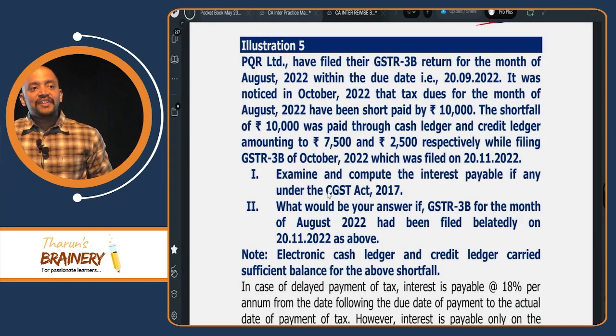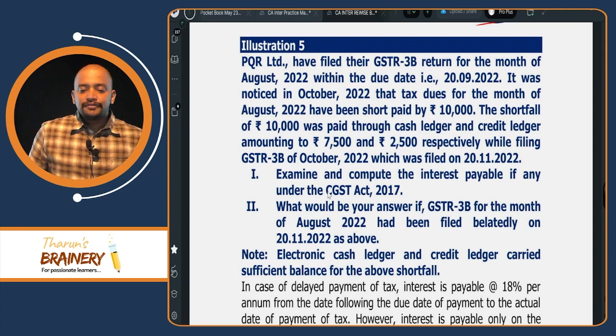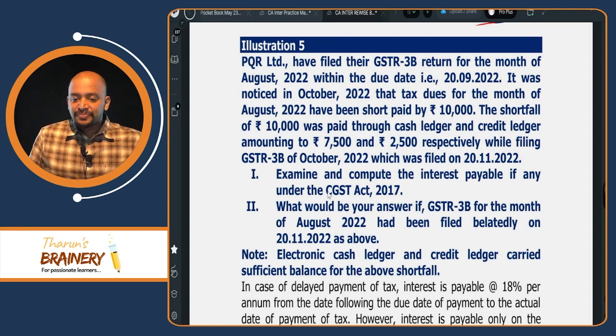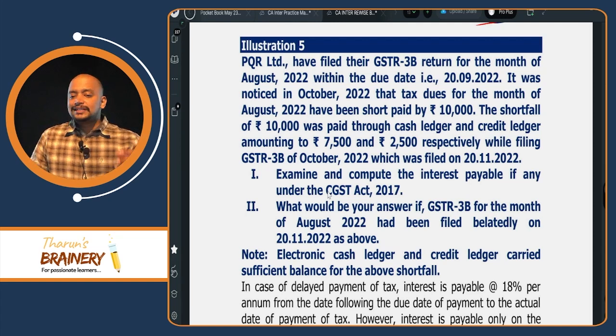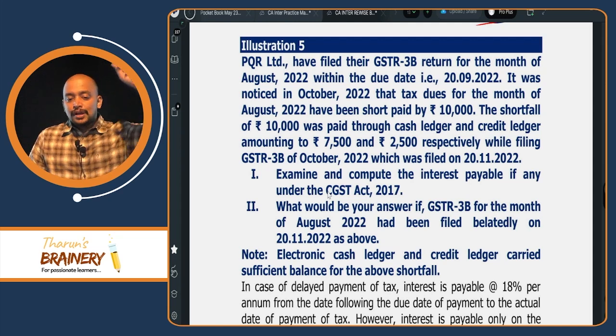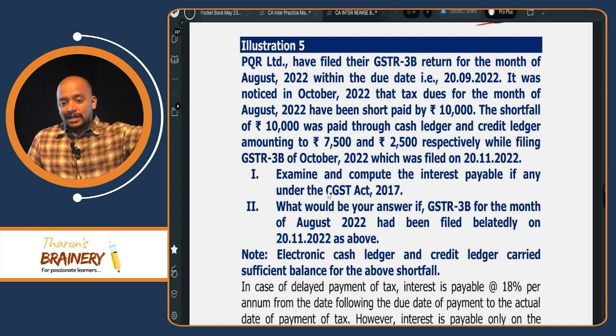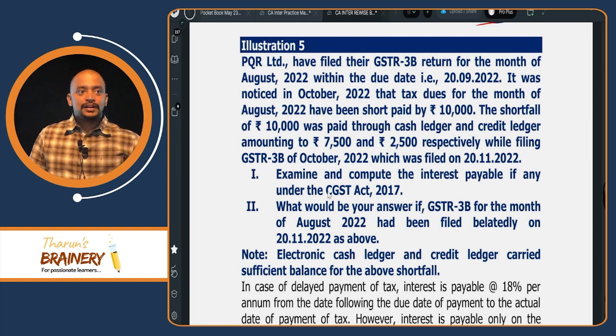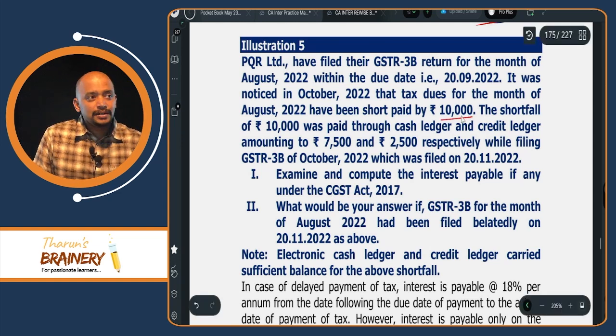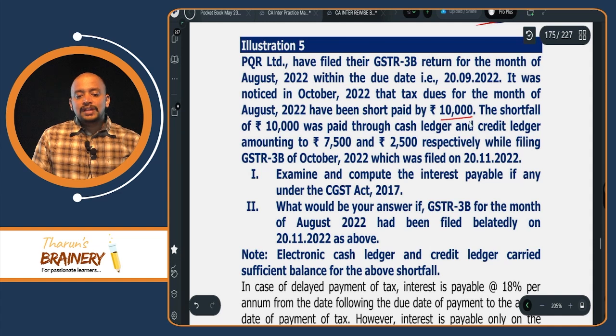PQR Limited have filed their GSTR 3B return for the month of August 2022 within the due date, that is 20th September they filed. It was noticed that in October 2022 the tax dues for the month of August has been short paid by 10,000. Actually this 10,000 pertains to which month, pa? August. But when they noticed it? October. So this 10,000 they are paying in October, 7,500 through cash ledger and 2,500 through credit ledger. It is paid on 20th November.